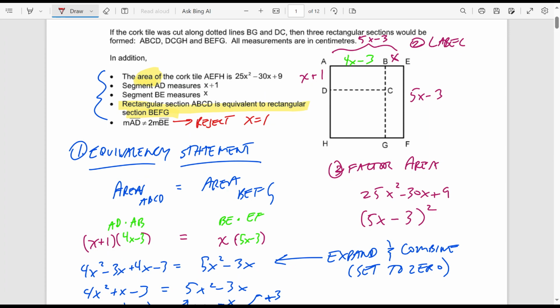Because it could be both. So that is it in a nutshell. They're all relatively similar to this, but this one's a great starting example for a C1 equivalent figures question, which is where you will see this.